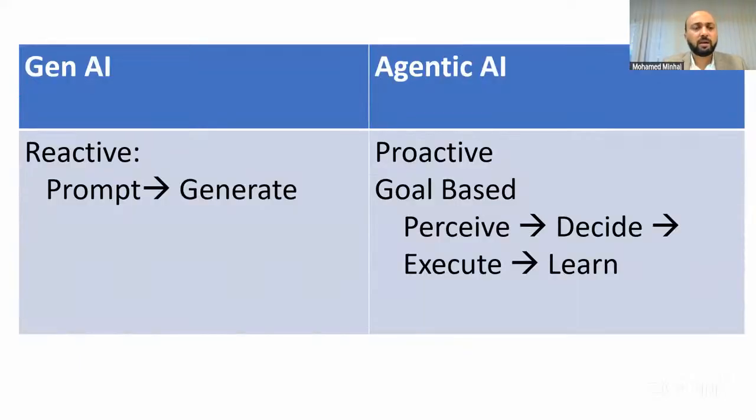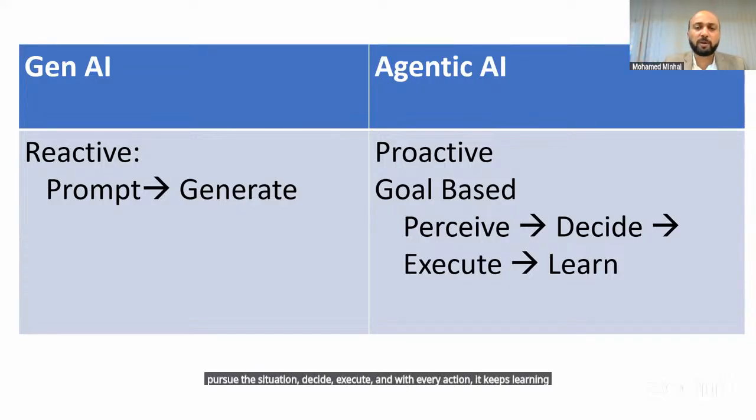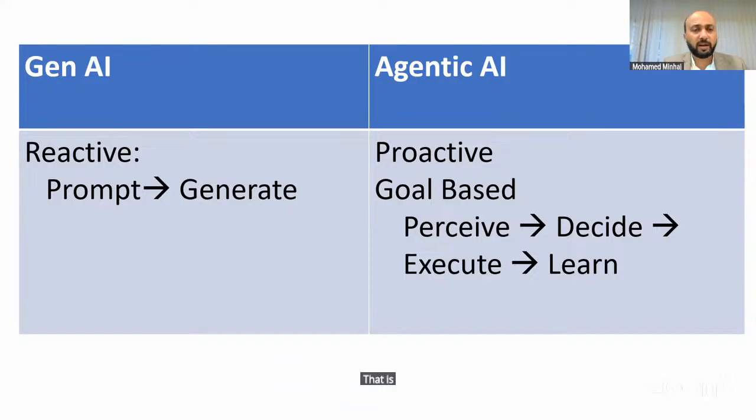Gen AI behaves in a reactive way. You give a prompt, it will generate some content. Agentic AI is not reactive, it is proactive. It is goal based. You assign a particular goal to it, so it will perceive the situation, decide, execute, and with every action, it keeps learning to improve its operations. That is basically agentic AI.